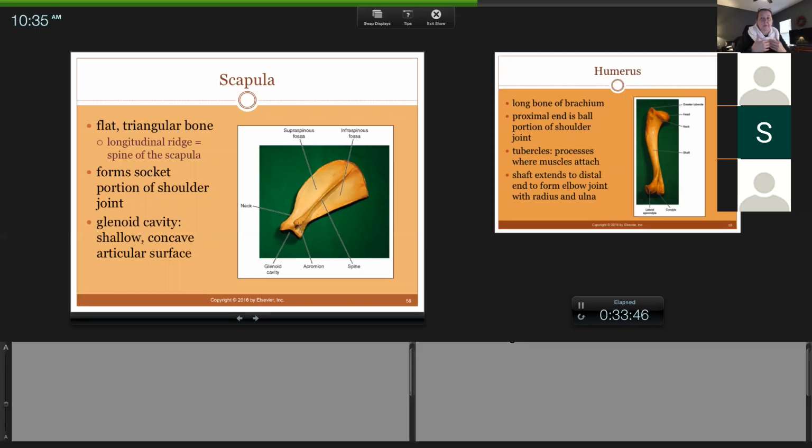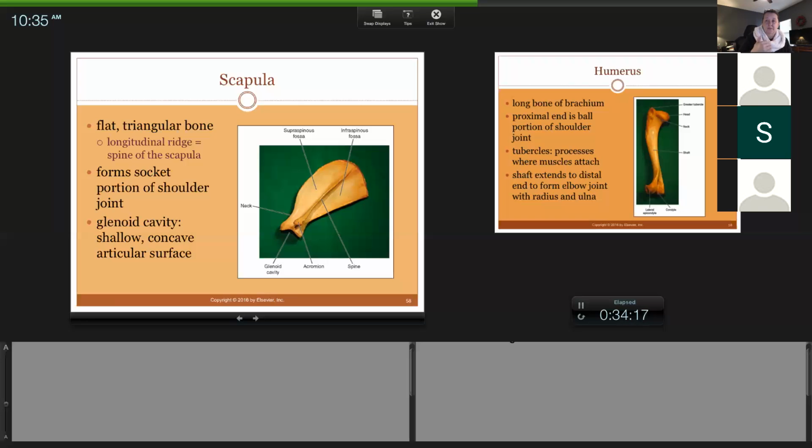So, in people, we're talking about the same bones. We're talking about very similar structures. So the glenoid cavity is the articular surface. The acromion and the spine are points of attachment. And what I mentioned yesterday, the supraspinous fossa. A fossa is a depression in a bone. There are muscles that attach there, and in the infraspinous fossa.